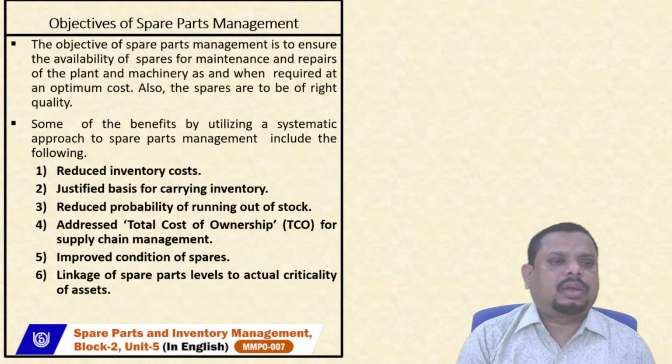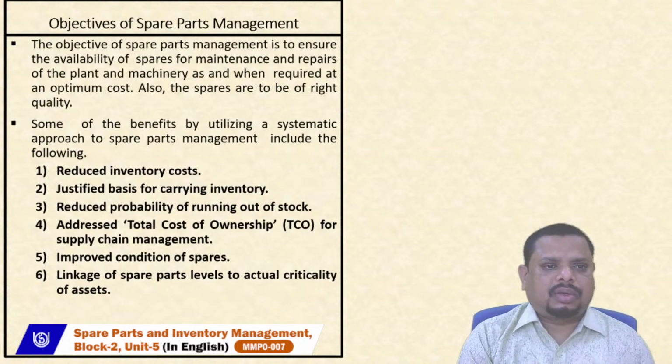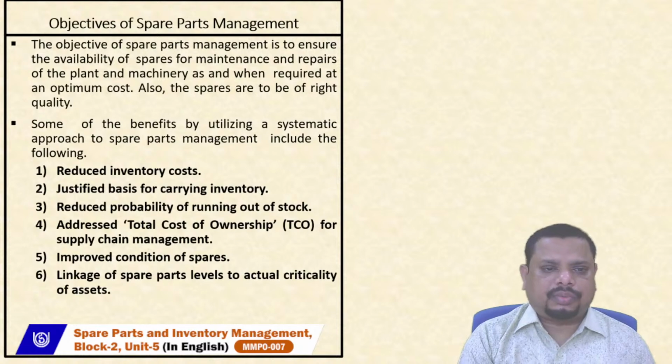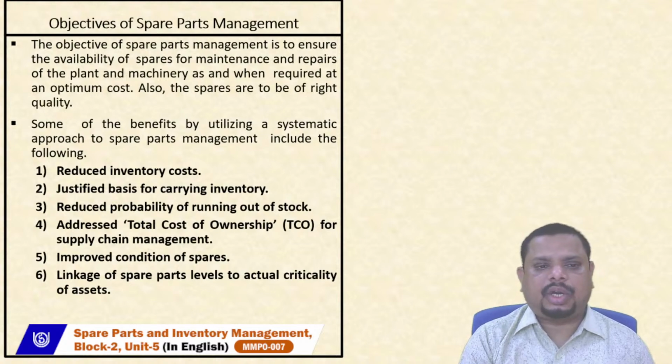Moving to the next one, we have the objective of spare parts management. Under the objective of spare parts management, the first important part is that it is ensured by the department levels, sub-department levels. The next important part is the availability of spare parts for maintenance and repair of the plant and machinery as and when needed or required, at the optimum cost.